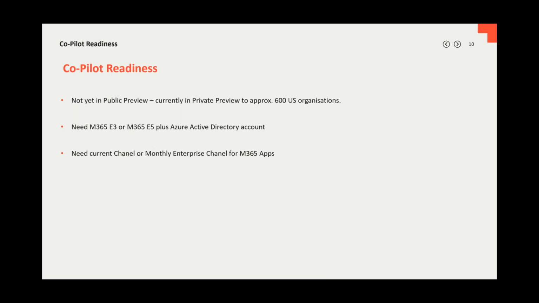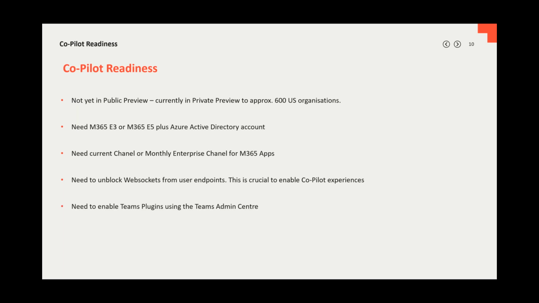You'd need to have the current channel or monthly enterprise channel for your M365 apps. Unblocking WebSockets from user endpoints, all of this is crucial to enable that Copilot experience. You need to enable plugins within Teams via the admin center. That is almost a prerequisite, really. And then there are going to be other things, and do please speak to our professional services team. We are looking into this.